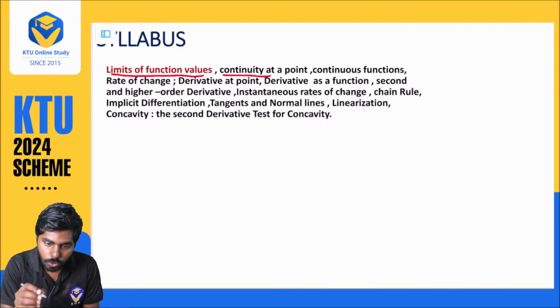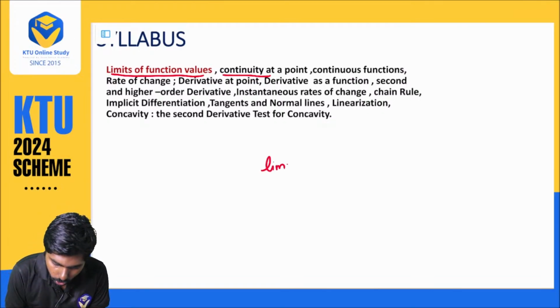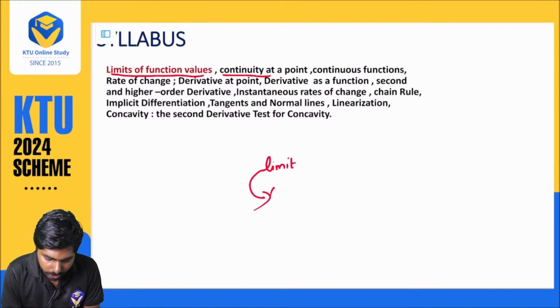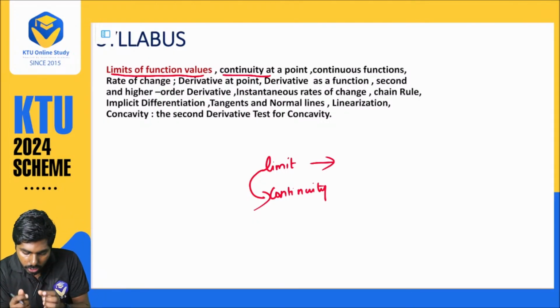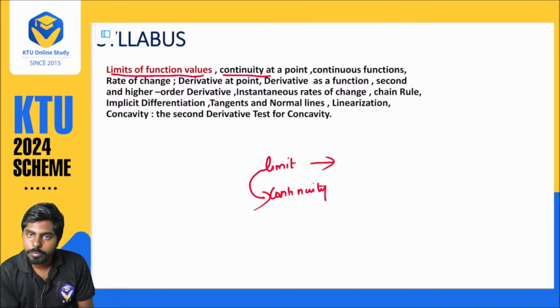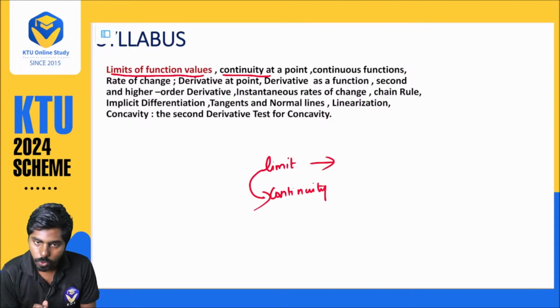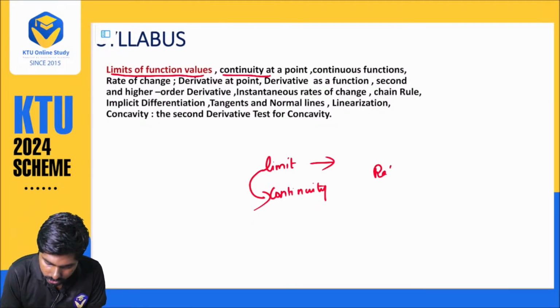Continuity. If you know about limit, how to identify limit, the connected topic is continuity. Because one of the conditions for continuity is whether the limit exists or not. That is the thing you want to identify. So if you are aware of limit, continuity is very easy. Okay. Then what about rate of change?